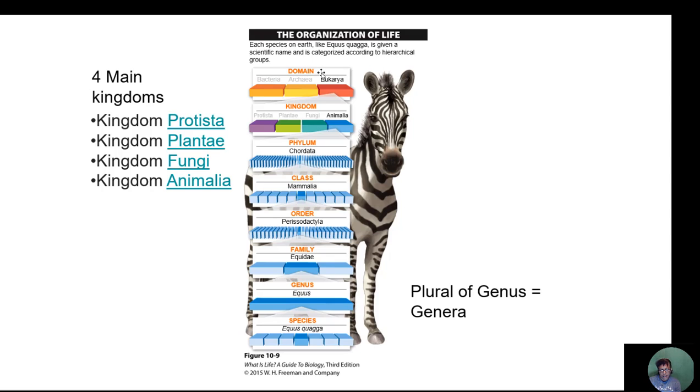So here's what I need you to remember. The order that the Linnaean system goes in: domain, kingdom, phylum, class, order, family, genus, species. Okay? And there's lots of mnemonics to kind of help you remember that. I also want to point out that the plural of genus is genera. Okay?